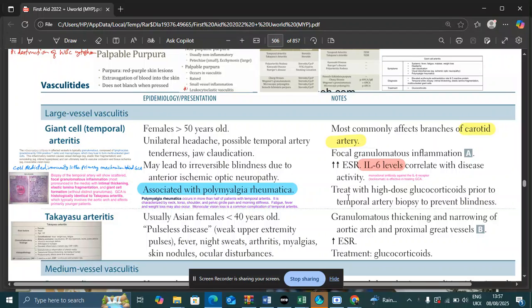We will be starting with large vessel vasculitis first, and then moving onwards, we will also discuss medium vessel vasculitis and small vessel vasculitis. I will see how many of the subtypes of large vessel and medium vessel vasculitis I can discuss in this lecture. So we'll start with the large vessel vasculitis first, and I'm using First Aid for USMLE Step 1 preparation.